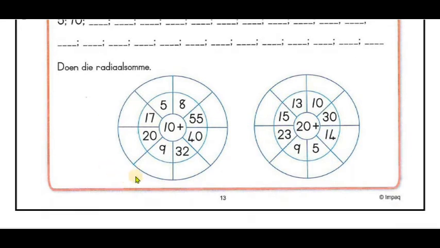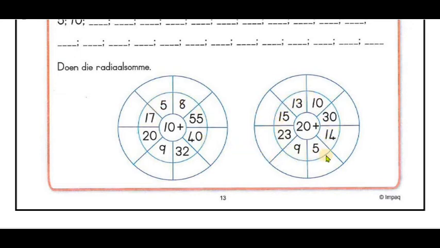Then the last one for the page is these round circle ones. You have a 10 in the middle. Do you see there's a 10 plus? So now you are going to do different sums. 10 plus 55, and then you write your answer there. It will be 65. 10 plus 40 will give you 50, then you write it here. 10 plus 32 will give you 42. And with this way, you can just complete the whole wheel.